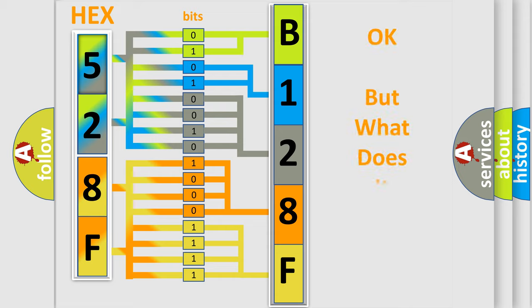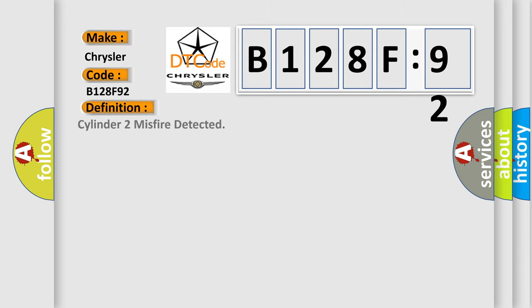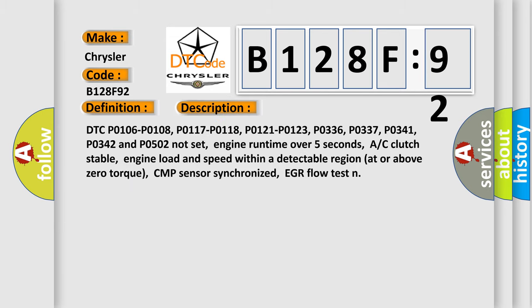The number itself does not make sense to us if we cannot assign information to what it actually expresses. So, what does the Diagnostic Trouble Code B128F-92 interpret specifically for Chrysler car manufacturers? The basic definition is cylinder 2 misfire detected. And now this is a short description of this DTC code.